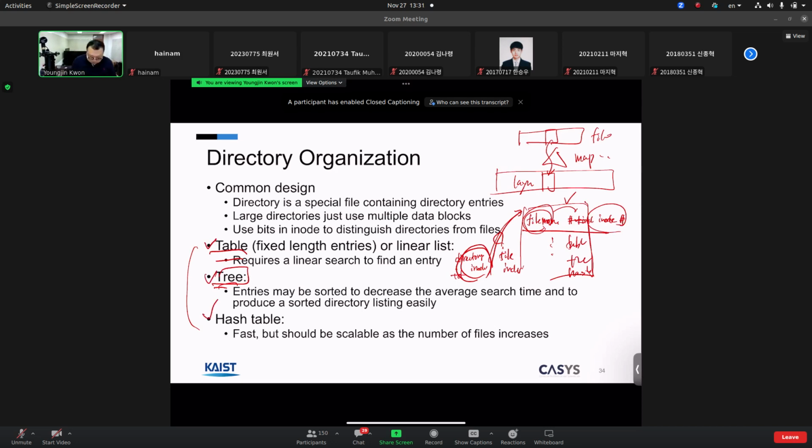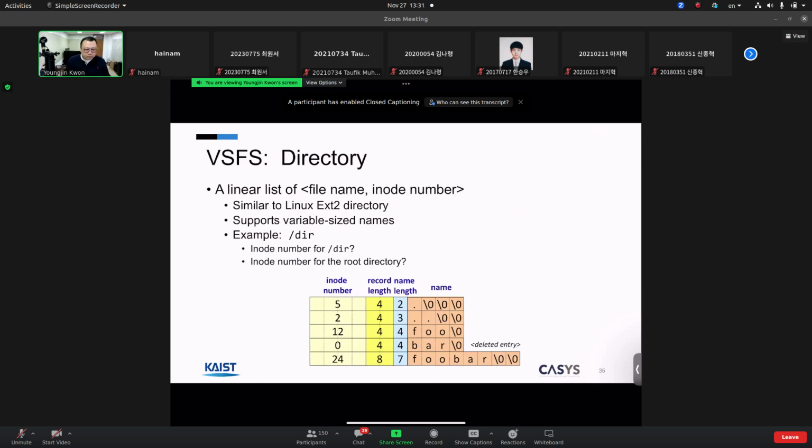This simple system uses a table or linear list, and a directory looks like this. Each entry first has a four-byte inode number, then the size of the length and the name length, and here is dot, and this is our dot, foo, bar, which has the inode number of each. By searching this directory, so these are directory blocks.